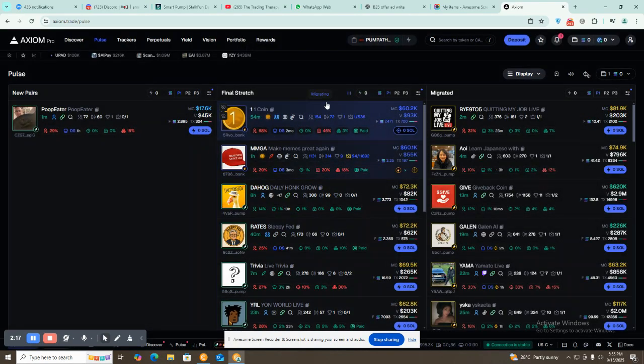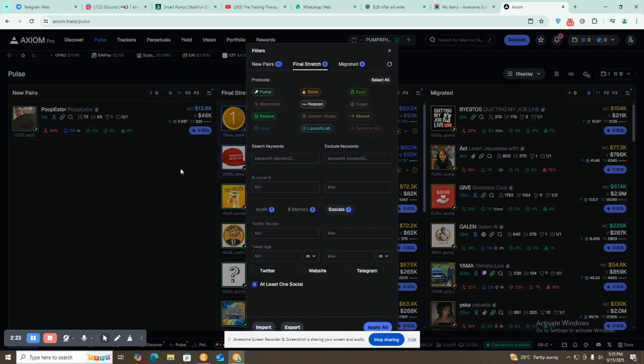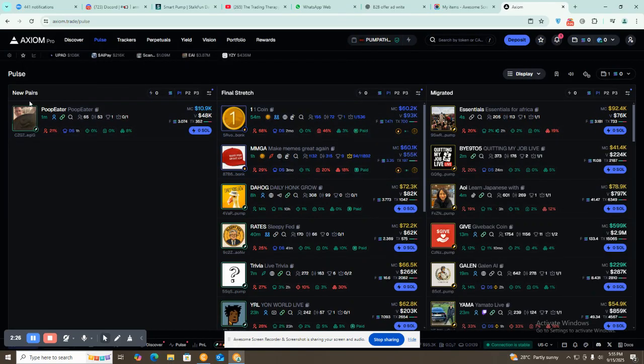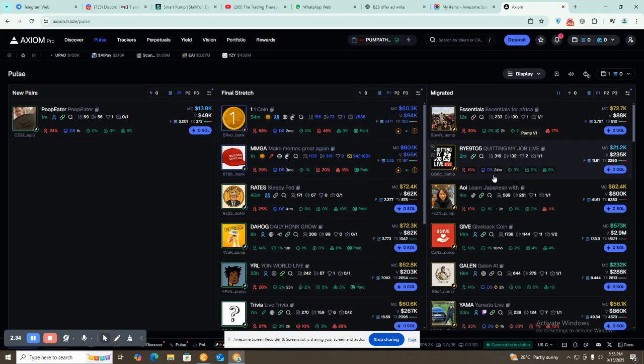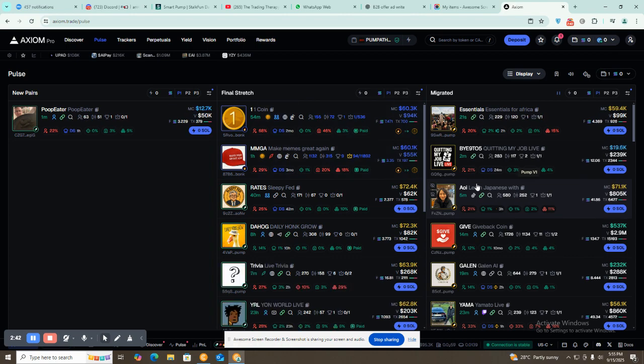Now the final stretch. The final stretch means that most coins that move from new pairs go to final stretch. From final stretch they move to migrated, and when you move to migrated, it means that places like Dexscreener, Phantom, and all these other big platforms will begin to display your tokens. So when you go to migrated, you have more views, more people seeing your project.